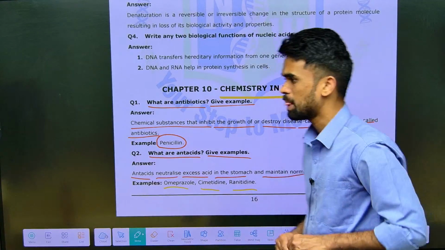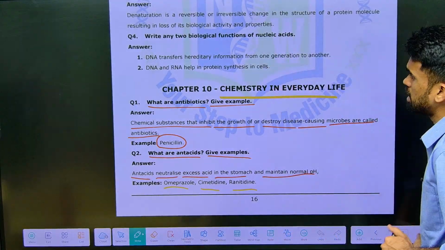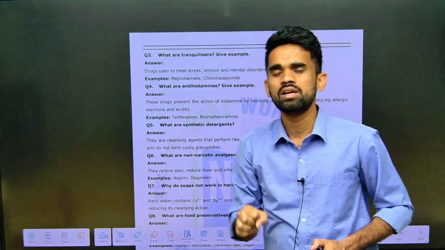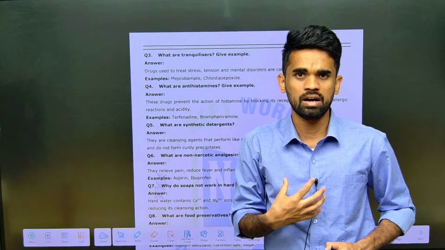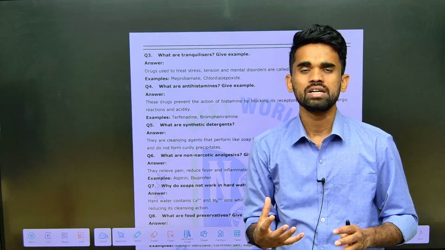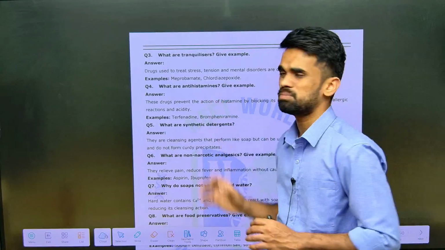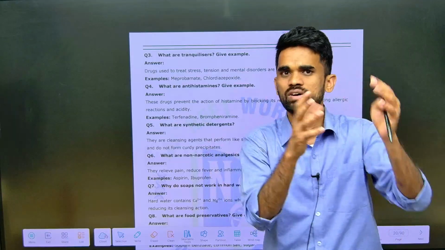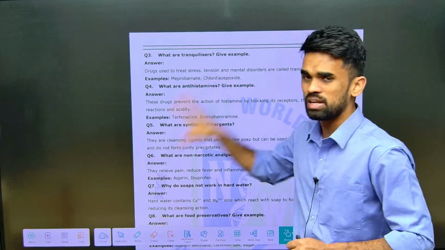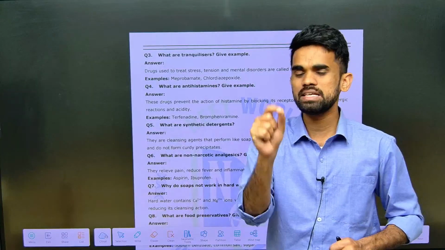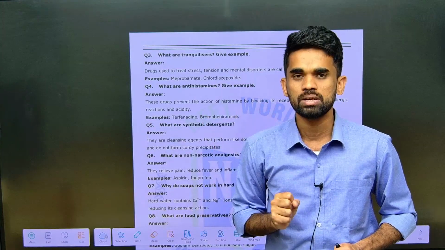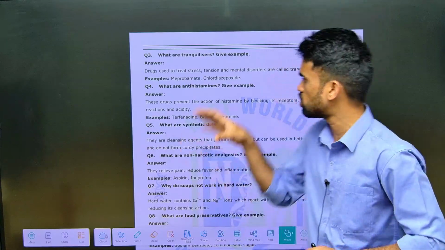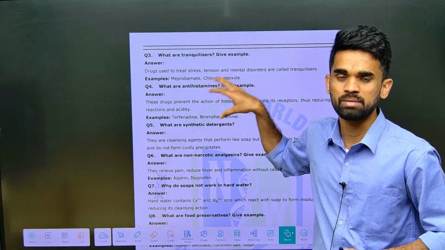Remember this. Next, chemistry in everyday life. This chapter is very useful for students as well as for everyone, but most people will skip this chapter or won't give it the importance we give other chapters. It is a very useful chapter in our daily life. Please understand each term here, because it will be useful in our daily life also. Since we are science students, we need to know these basic scientific terms.